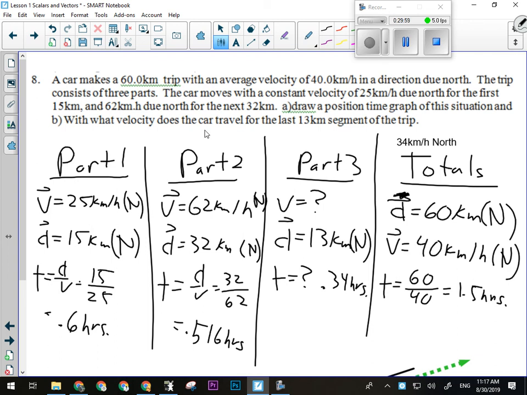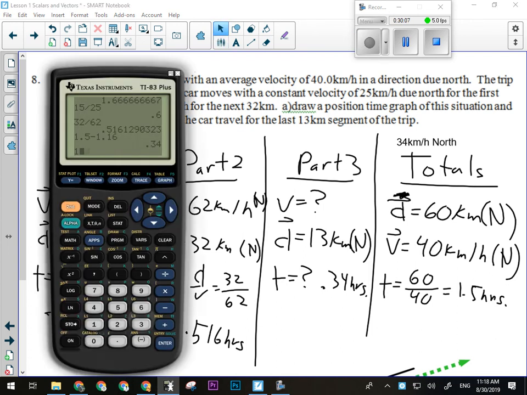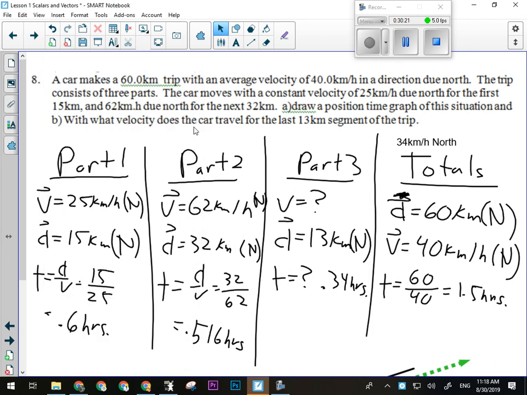Now can I find V? Yeah, because V equals D, which I have, and T, which I now have. Right, so when we do that, okay, we're going to have 13 divided by 0.34. So, I don't know why I have 0.34 kilometers per hour north up there, but okay, we got 0.34 hours on that one. Okay, everyone okay with that?